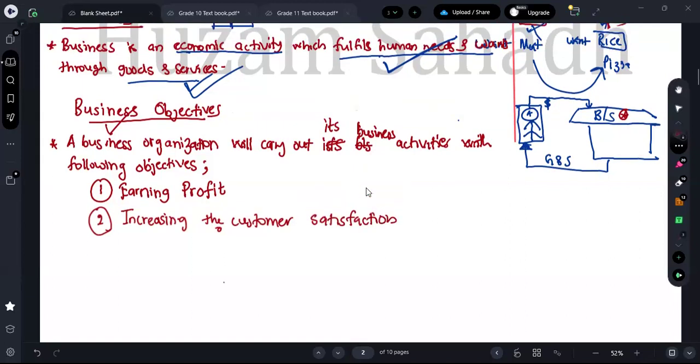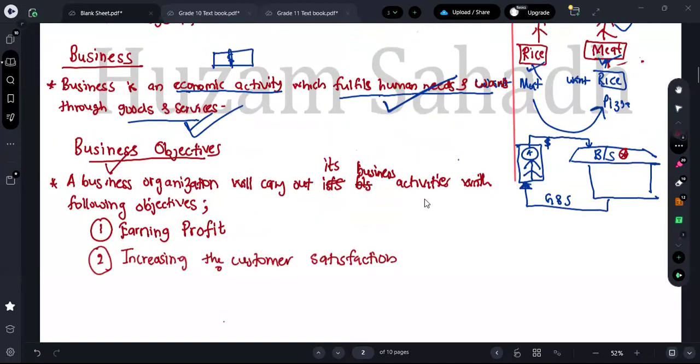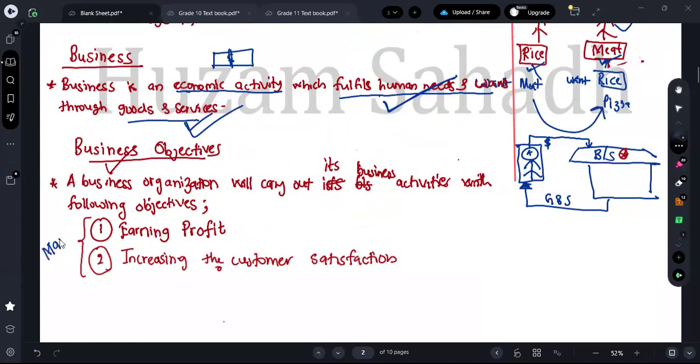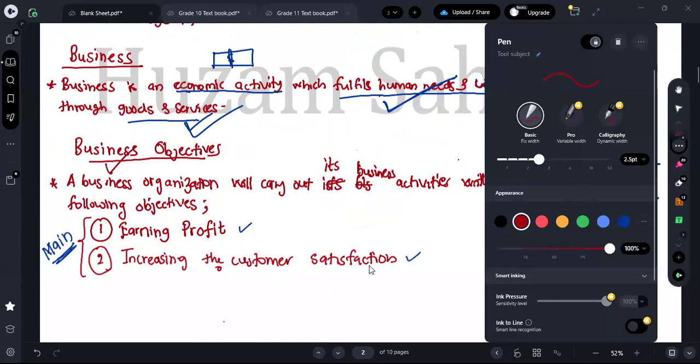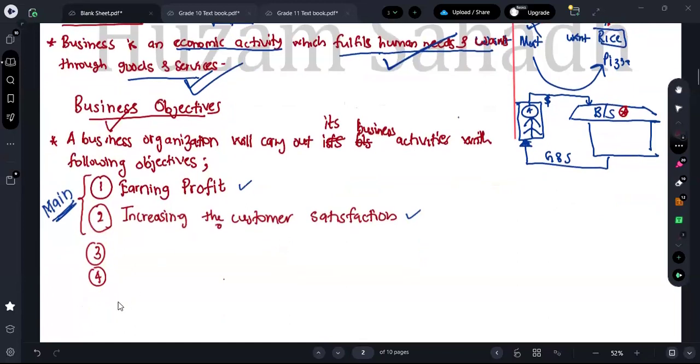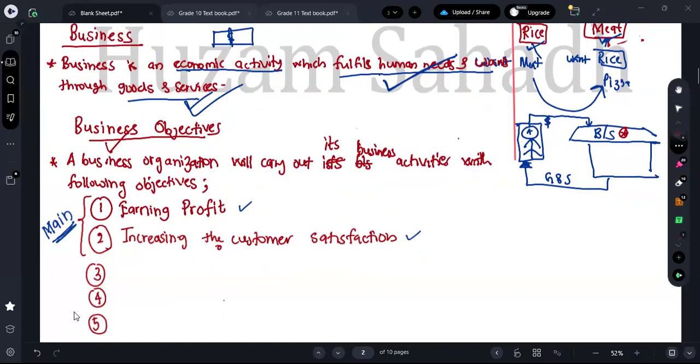Okay, now another point for you all to learn here. These two objectives are considered the main objectives of business. These two definitely get tested, guys. These two objectives are known as the main objectives of the business. Apart from these two main objectives, we have three other sub-objectives too, guys.